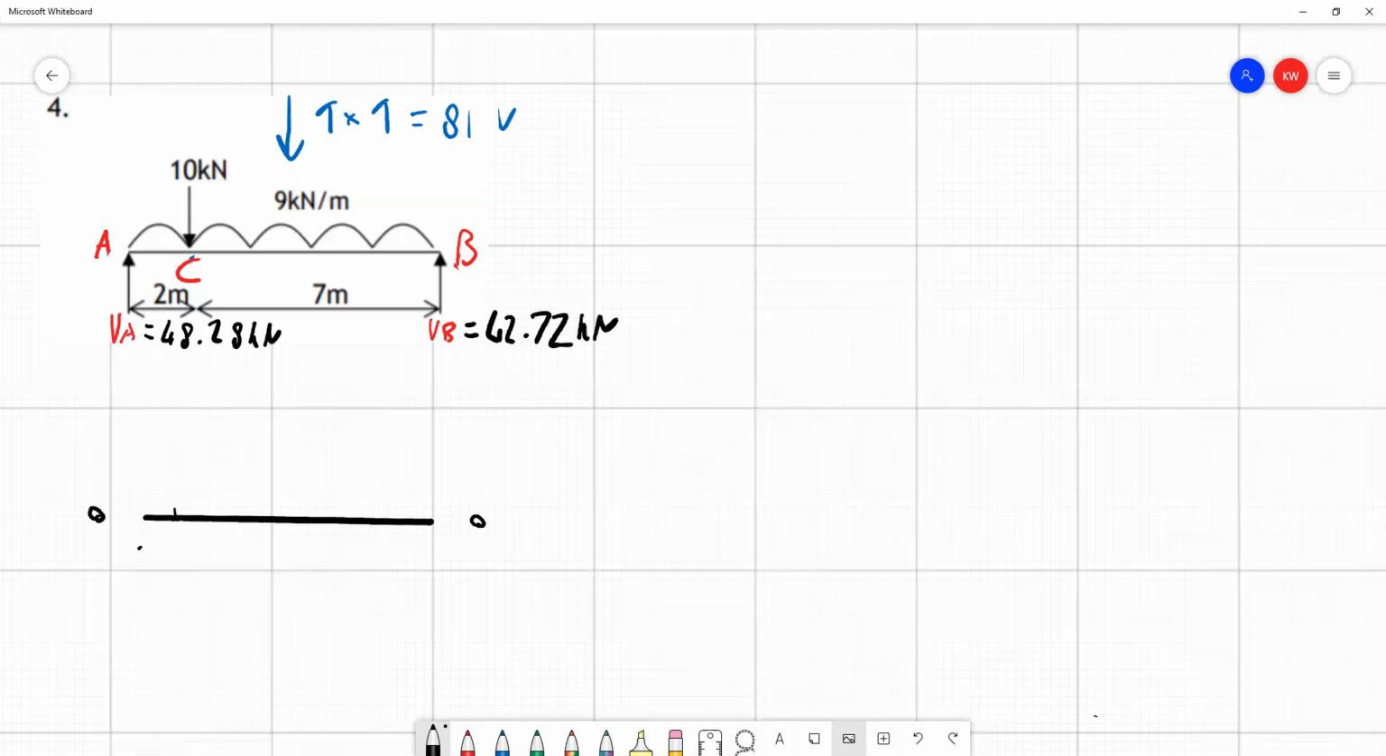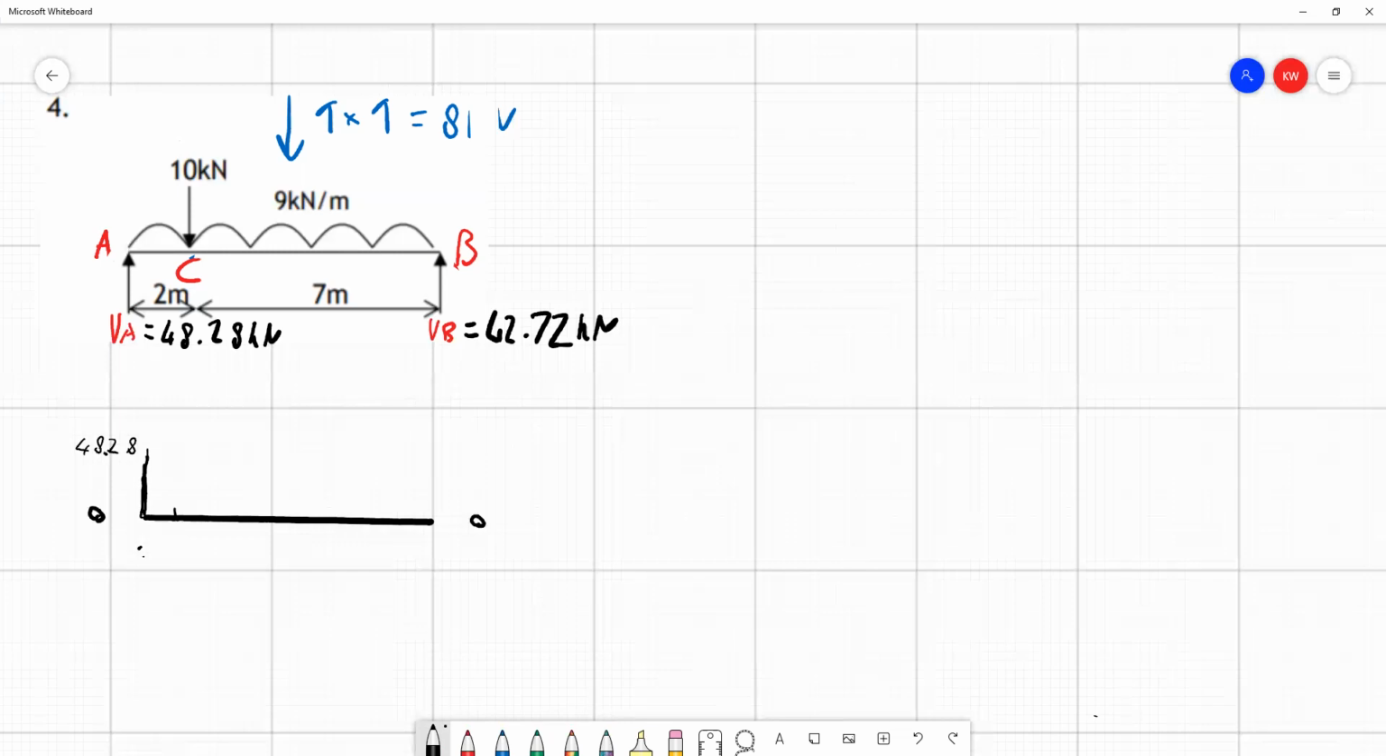A bit too thick, that line. I'll make my pen a bit thinner. We'll say that will do. So that's us going up, and we're going to say that's gone up by 48.28. That's a positive force acting up the way in our diagram, 48.28.